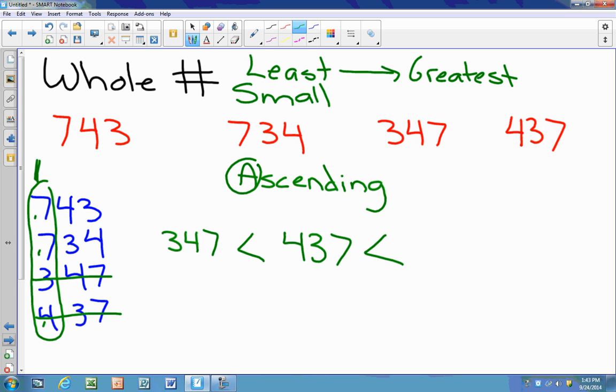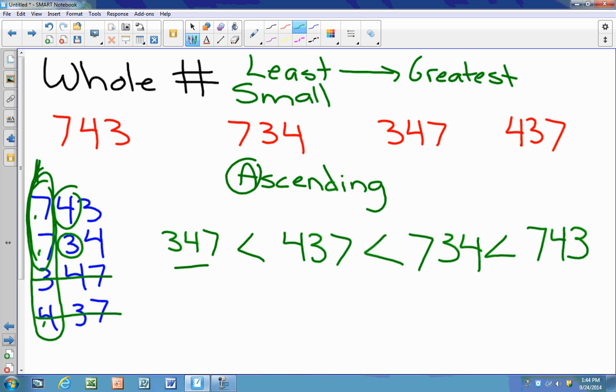So now we're going to look at these two numbers. These two 7s were the same, so we're going to go to the tens place. We have a 4 and a 3. So we know that 734 is smaller, and then it is less than 743. Now I'm going to go back and check that 347 is smaller than 437, is smaller than 734, which is smaller than 743.